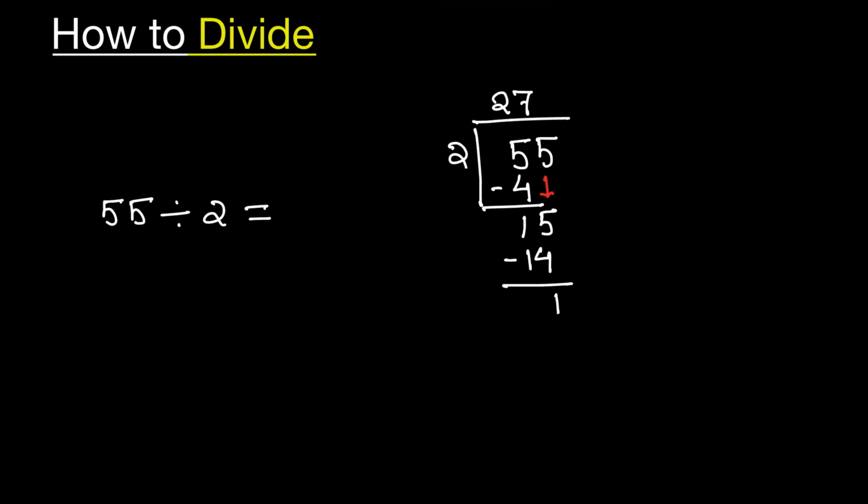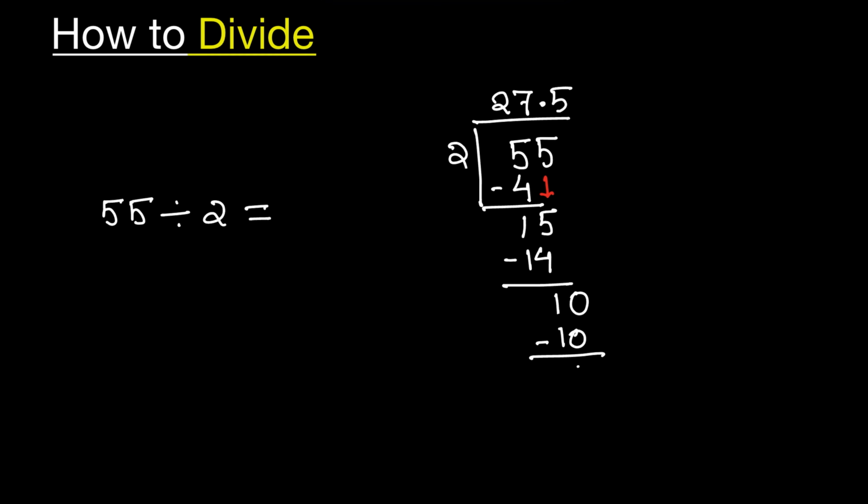Subtract, we get 1. Now this 1 is less than 2, but we have no number to bring down here. That is why we need to borrow 10, and for that we need to put a decimal here. And we know that 2 times 5 is equal to 10.